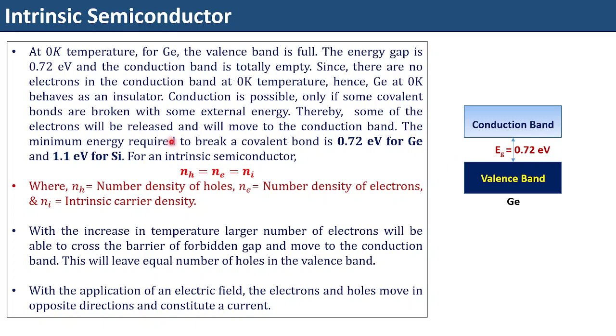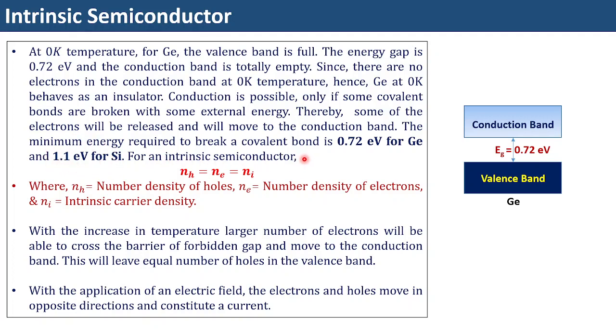The minimum energy required to break a covalent bond is 0.72 electron volt in the case of germanium and 1.1 electron volt in the case of silicon. So for silicon, this gap happens to be 1.1 electron volt. These two data are very important. You please remember this. Okay.